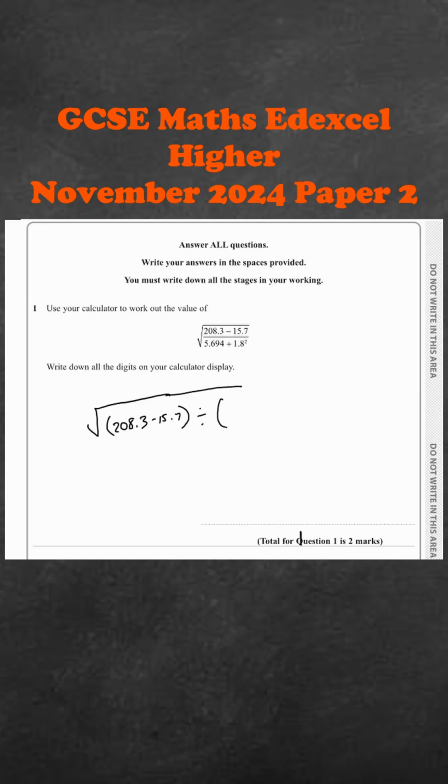5.694 plus 1.8 squared, and these brackets will just ensure that everything has been done in the correct order. 1.8 squared, close brackets, and equals, and we get 4.643069317. And the question wants us to show all the digits on the calculator display.